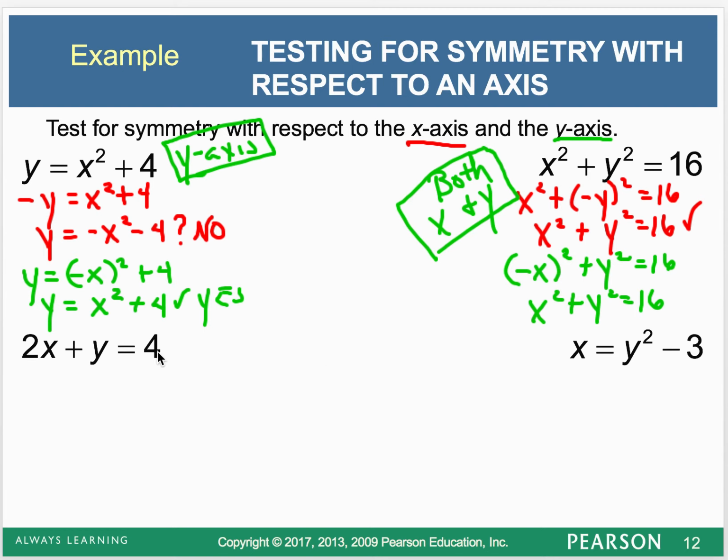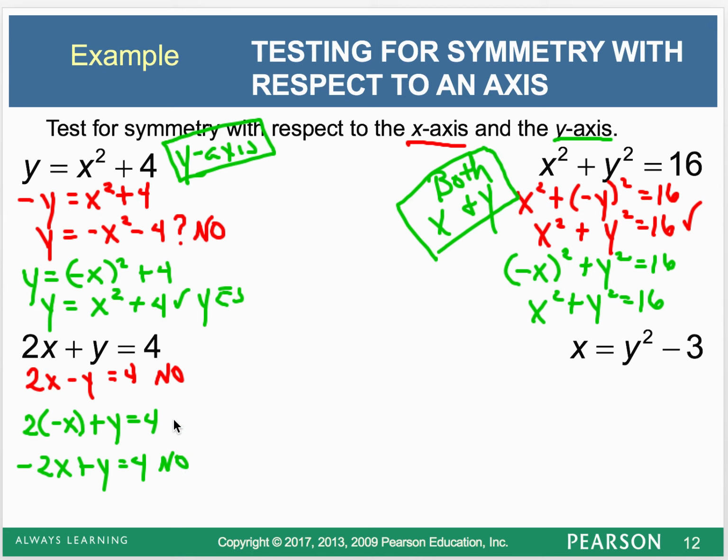Okay, let's check this one. And that's all there is to it, right? So for x-axis symmetry, we're going to replace that with a negative y. There's really no simplifying to do. So I already know that's not the same. Let's replace the x with negative x. Multiplying this together gives me negative 2x. And that's not the same. So this is neither.